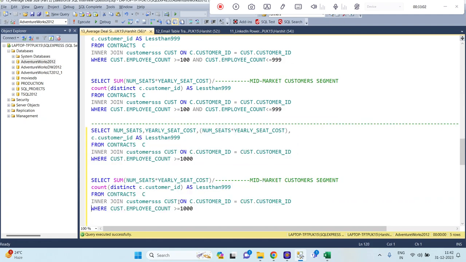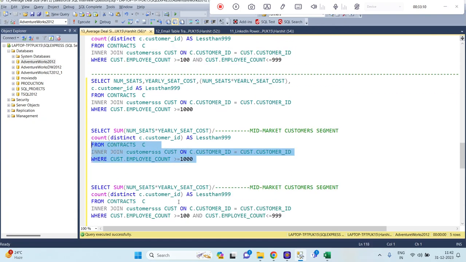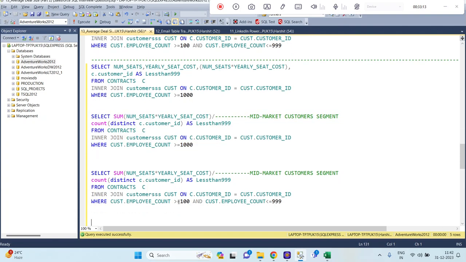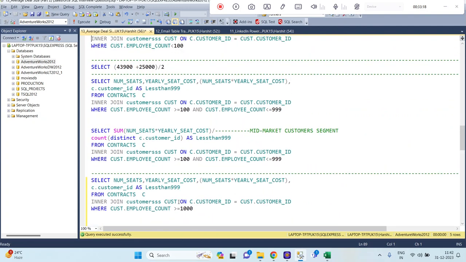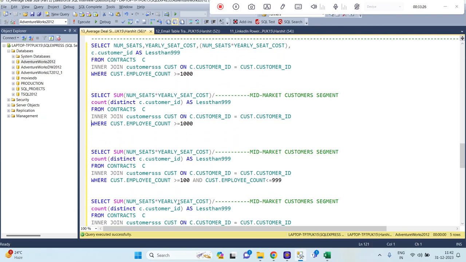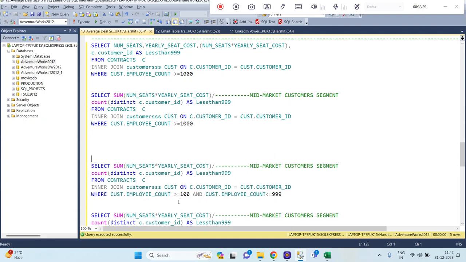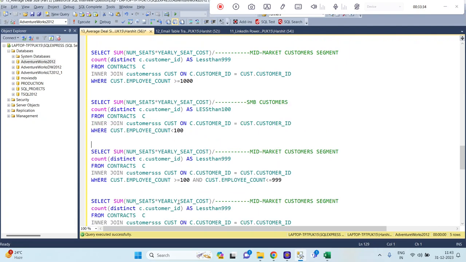Now this is our second query. This is our third query. And this is our first query. For SMB, mid market and enterprise, right? We have three queries. This is SMB, this is mid market, and this is enterprise.